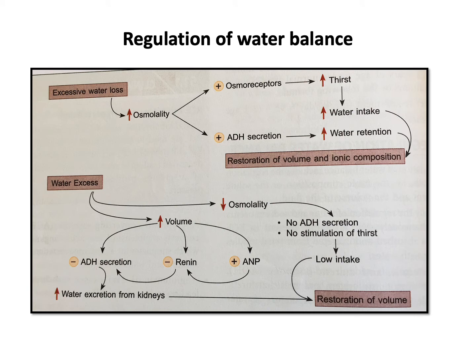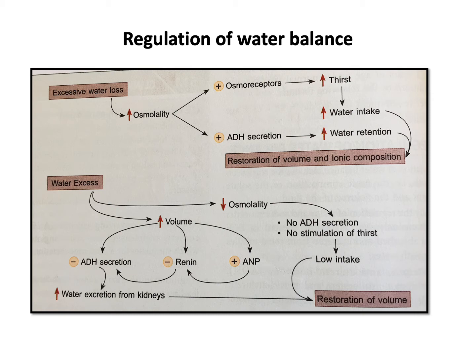Now, this slide summarizes the regulation of water balance. When there is excessive water loss, there is an increase in plasma osmolality. Now, this will stimulate osmoreceptors and ADH secretion, which will increase thirst, and this will lead to increased water intake and increased water retention, which will restore the volume and ionic composition of the ECF.